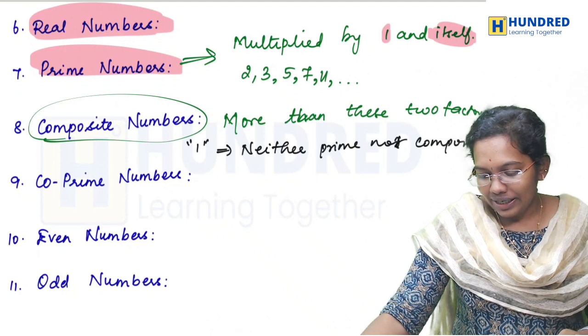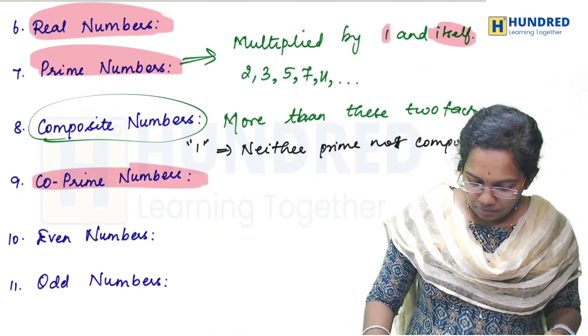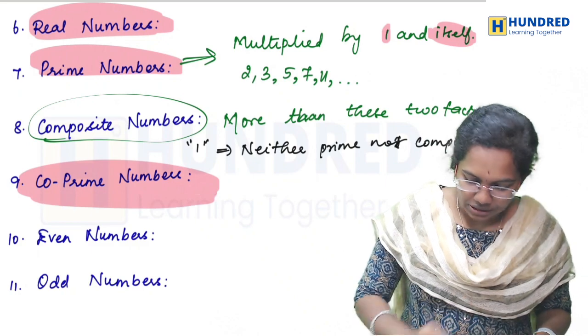When it comes to co-prime numbers, what are co-prime numbers?